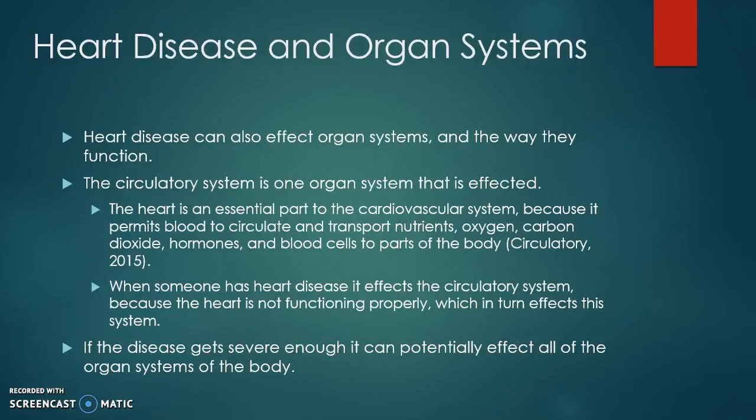Heart disease also affects the organ systems. The circulatory system is one organ system that is affected. The heart is an essential part of the cardiovascular system because it permits blood to circulate and transport nutrients, oxygen, carbon dioxide, hormones, and blood cells to parts of the body. When someone has heart disease, it affects the circulatory system because the heart is not functioning properly, which in turn affects the system. If the disease gets severe enough, it can potentially affect all of the organ systems of the body.